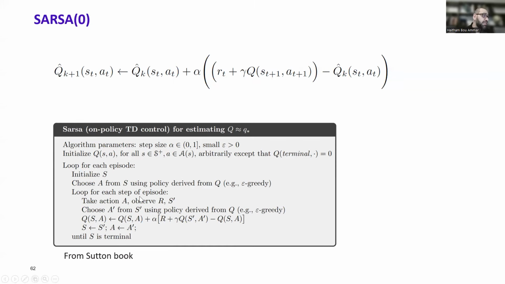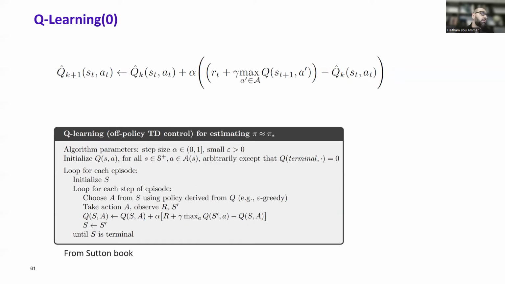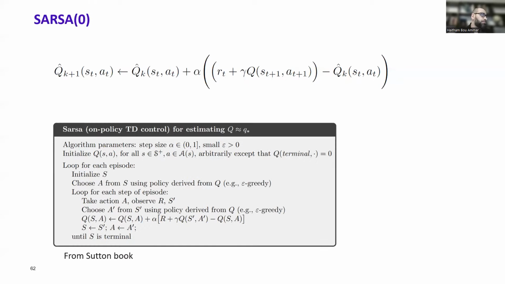Again, this algorithm is from the Sutton book. So this algorithm, we call it SARSA 0. And the previous algorithm, we called it Q Learning 0.